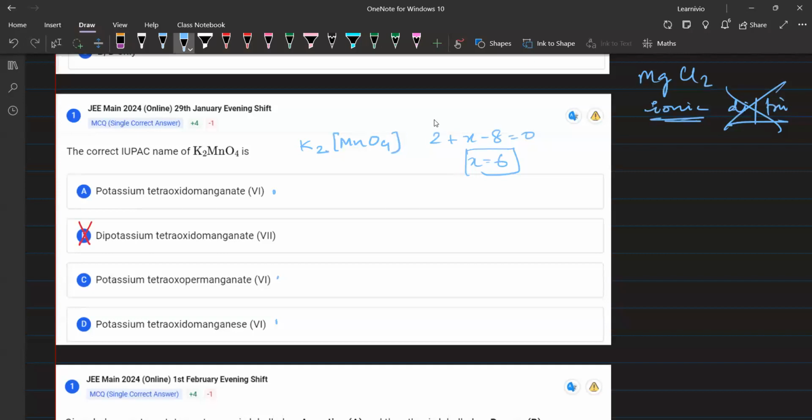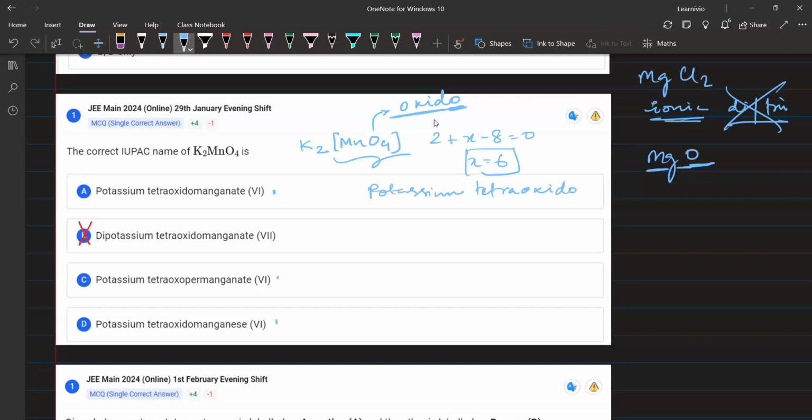Now, what if we had something like this, MgO, magnesium oxide, right? But because it is in a complex form, it will be oxido, because it is negatively charged. It is an anionic ligand, and anionic ligands will have O at the end. Chlorido, bromido, here also it will be oxido. Now we are having potassium, so it will be potassium. How many oxido? Tetra. I have tetraoxido.